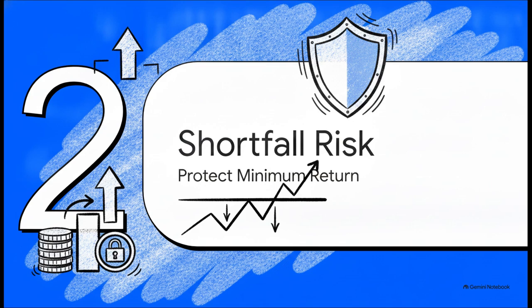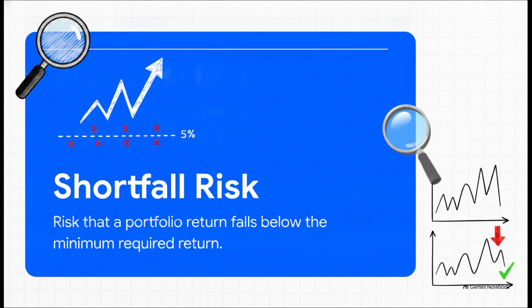Okay, let's hit section 2, shortfall risk and protecting the minimum return. This takes all our portfolio math and pulls it into a super practical, real-world scenario. Shortfall risk asks a really direct practical question. What is the actual risk that my portfolio return falls below the absolute minimum return I need?